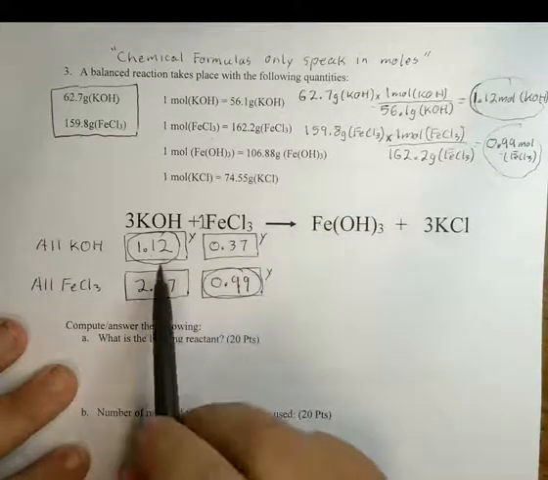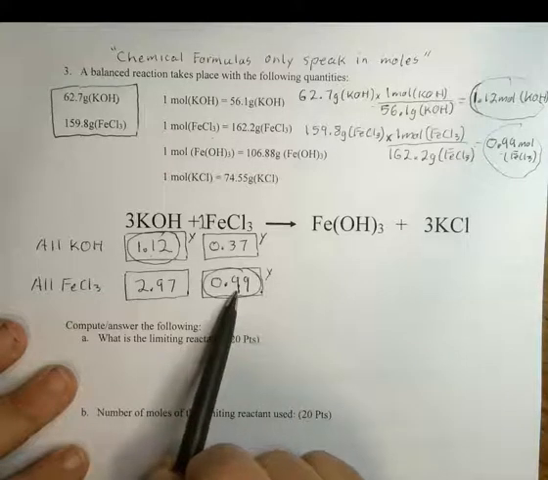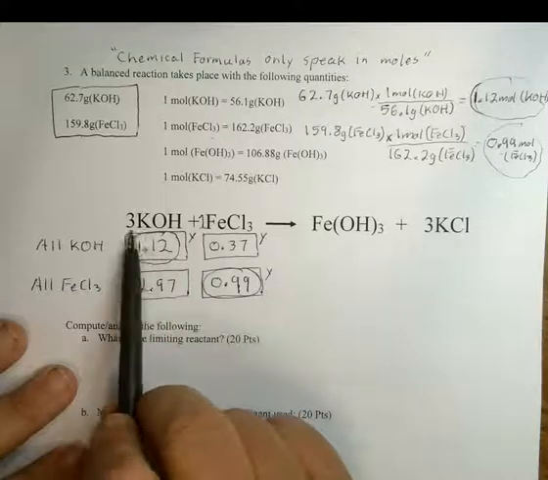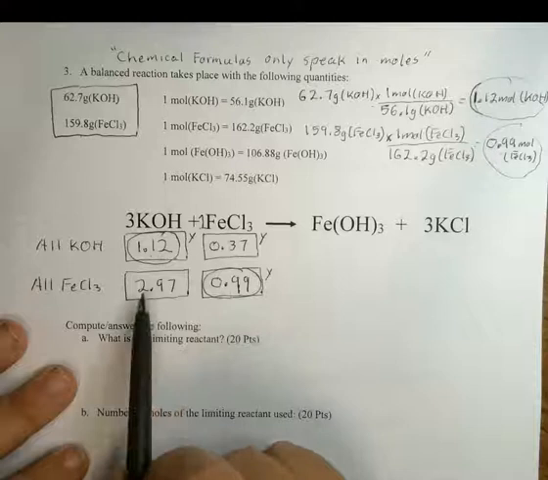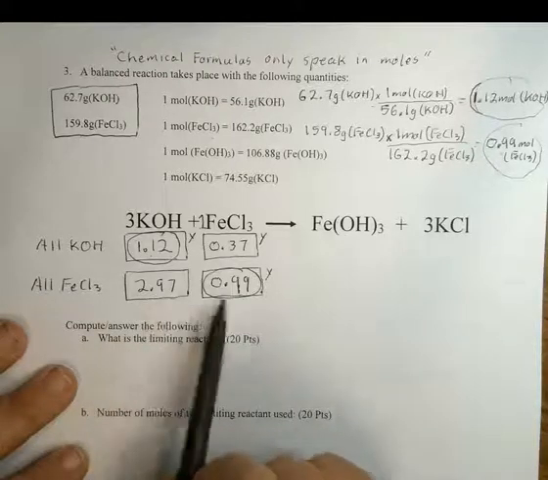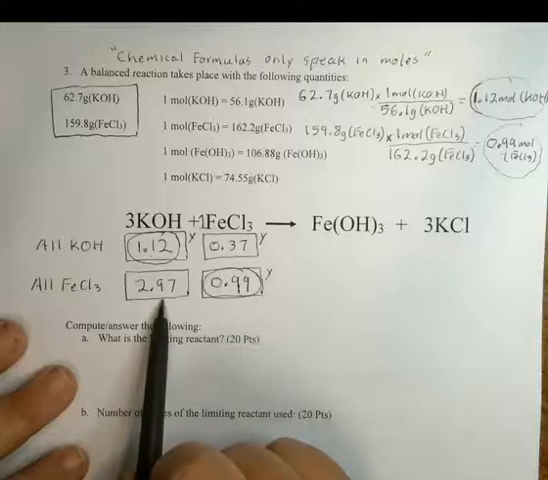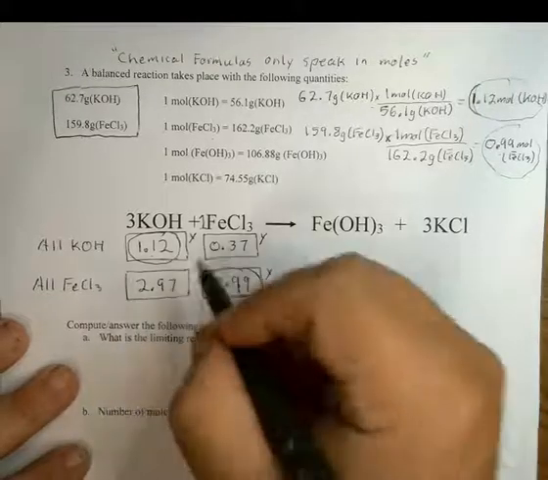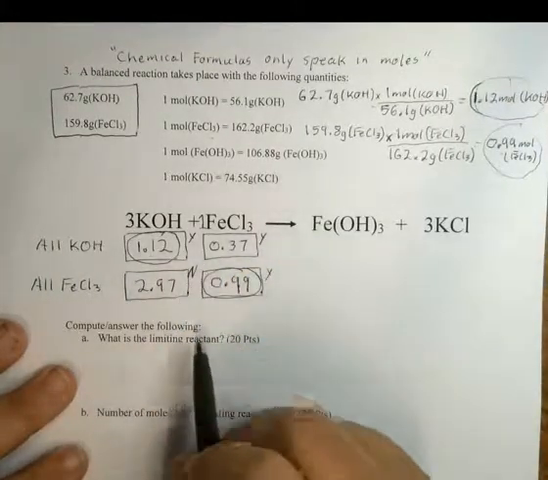Now we come over here. If we're going to use up all of the iron chloride, that's how much we were given. We're going to need 3 times that much because it's a 1 to 3 relationship. We're going to need 3 times that much potassium hydroxide. So do we have 2.97 moles of potassium hydroxide? The answer is no. We only have 1.12. So I'm going to put an N next to this one right here.